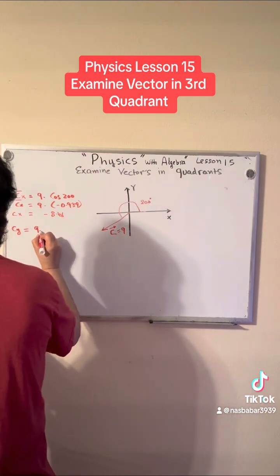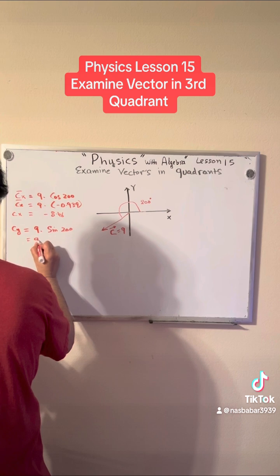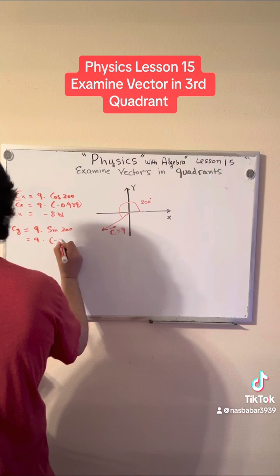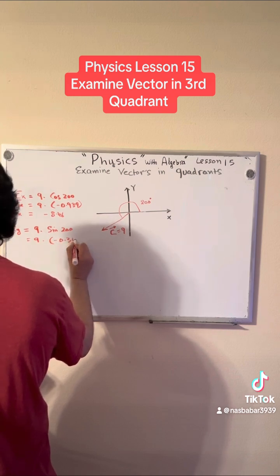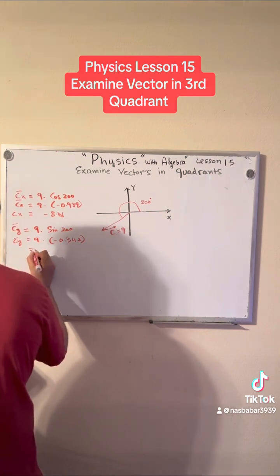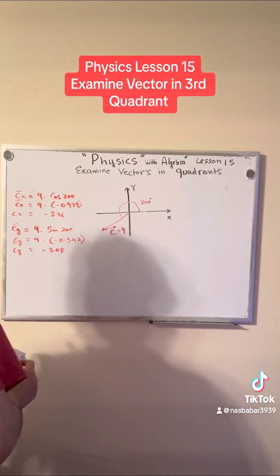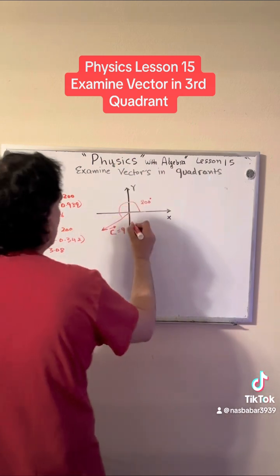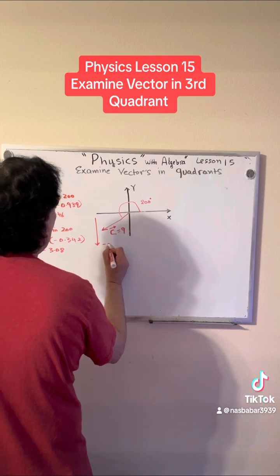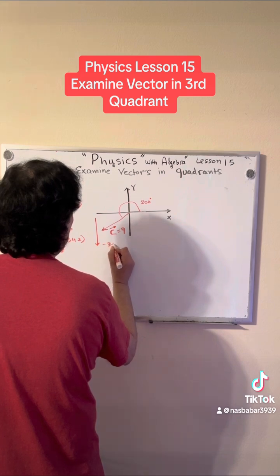So then you have 9 times sine of 200, and 9 multiplied by sine of 200 is basically negative 0.342, and when you calculate that, you get negative 3.08. So basically what I'm saying is that c y, which is the vertical component, which is applying this way, has a number which is negative 3.08.